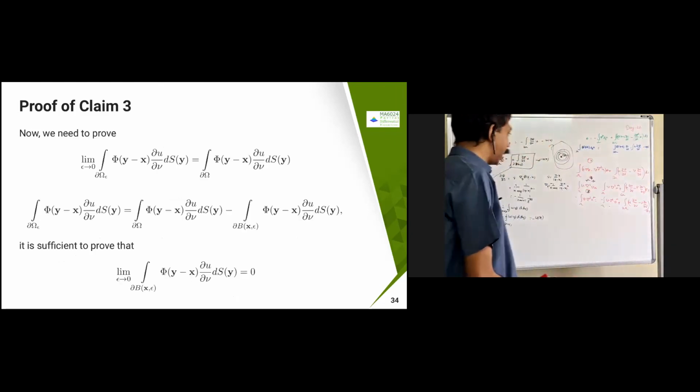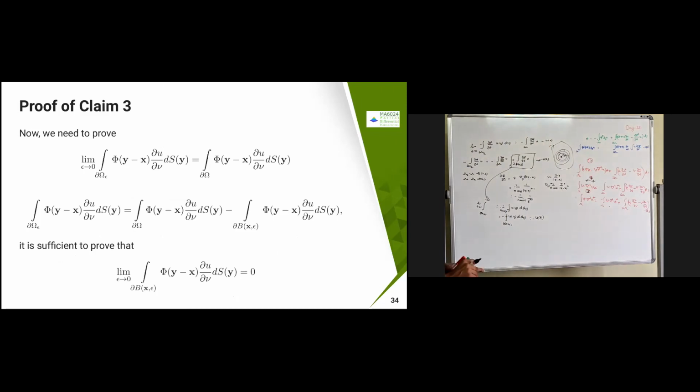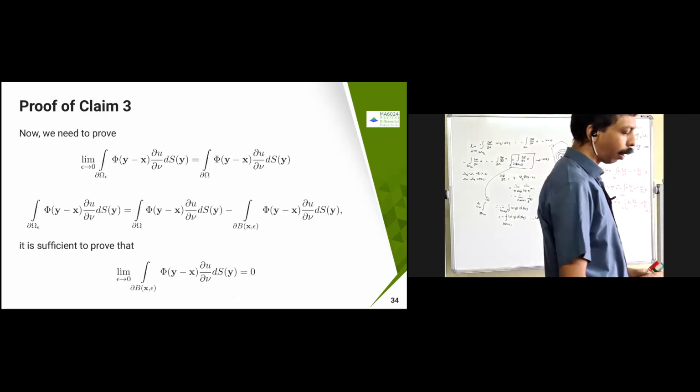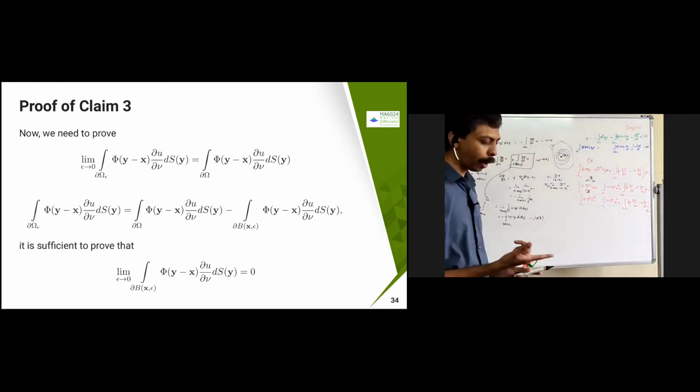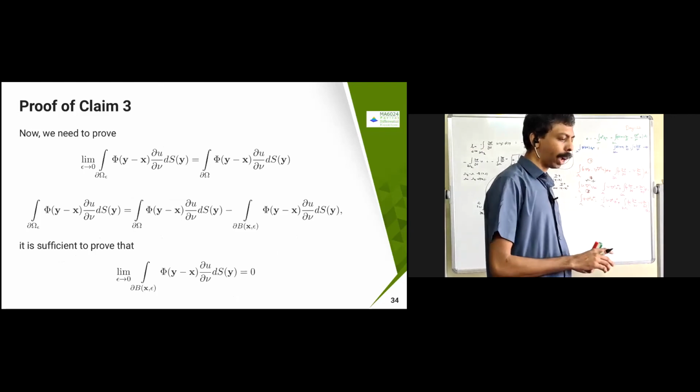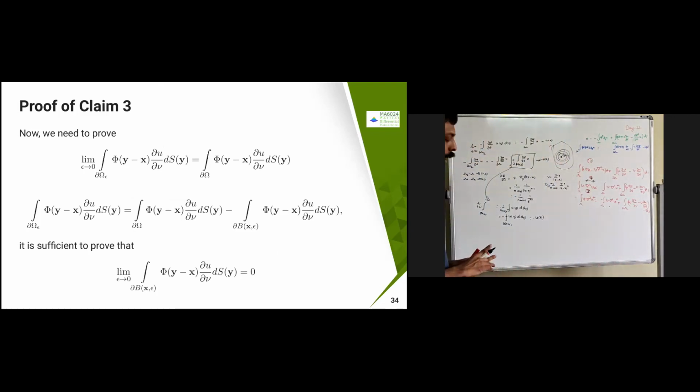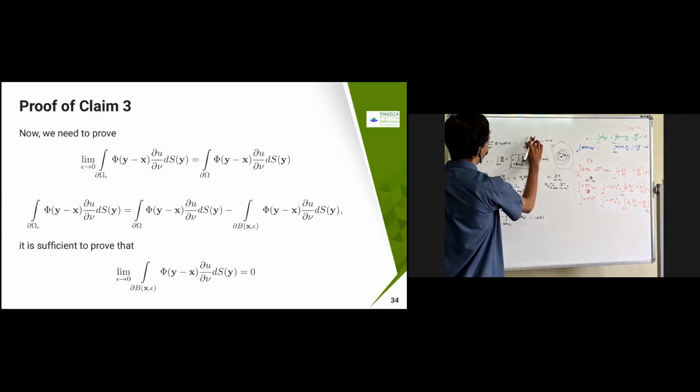Now, proof of claim 3. The claim number 3 is that we need to prove that the integral over dou omega epsilon is going to become dou omega only as epsilon tends to 0. That we have to prove. Again we are going to do almost the same kind of thing. Here, instead of pi, I am going to use u. So here u, and here it is pi of y minus x. Same thing here, this is going to become u.